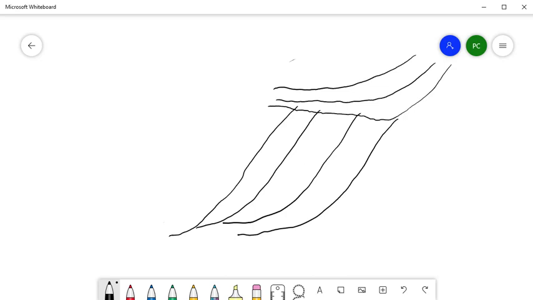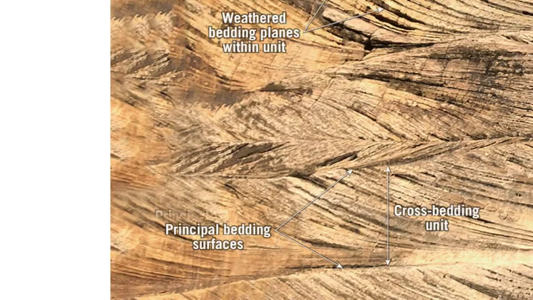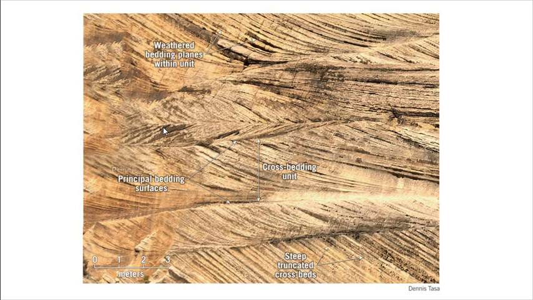And so let me get rid of my pen and go back to my PowerPoint, and I'll show you what they look like in the real world here. And bingo. Okay, so here's some cross beds, and if you look carefully, you can see how if I look at one cross bed right here, at the top it's truncated, it stops, right? And then at the bottom, it just kind of curves down onto that rock underneath it.